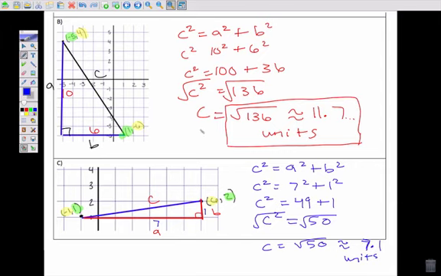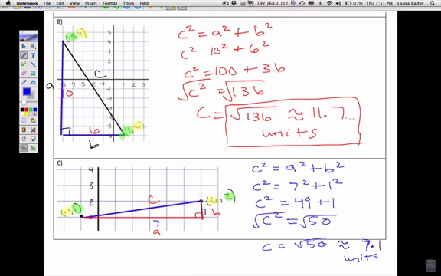All right, so there's how we can use the Pythagorean theorem to find distances in a coordinate plane. Told you that theorem was going to be pretty useful.